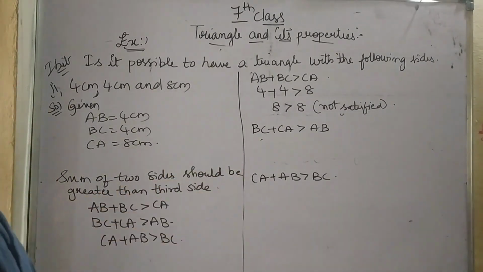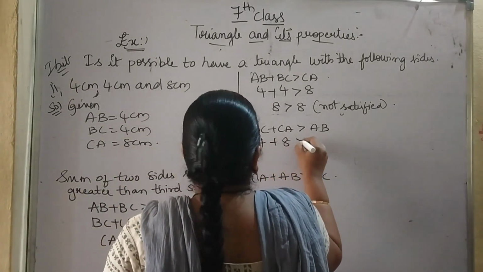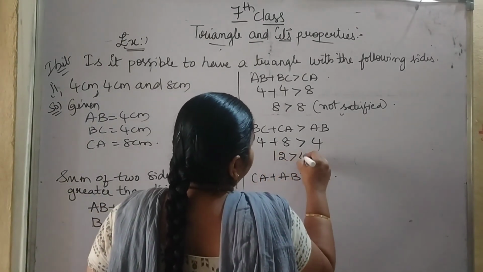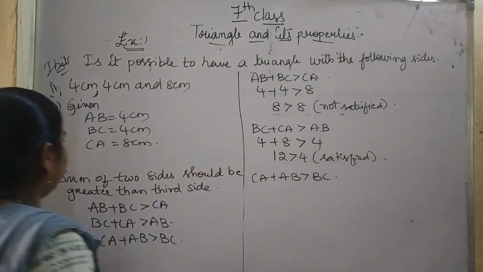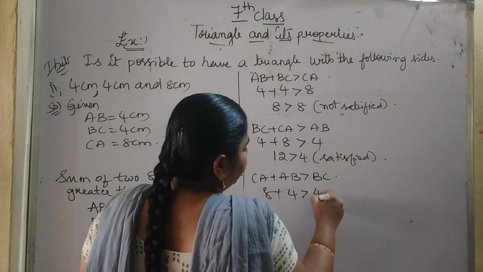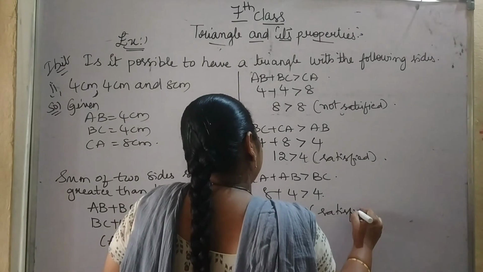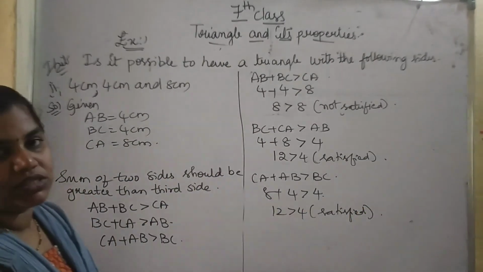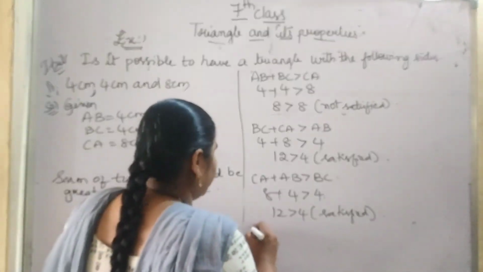But I am also checking the remaining two. BC is 4. 8 plus 4 is 12. 12 is greater than 4. It is satisfied. Next, CA value is 8, AB is 4, should be greater than 4. That is, 12 is greater than 4. So here it is satisfied. So in these three conditions only two are satisfied and one is not satisfied. So with the given measurements a triangle cannot be formed.